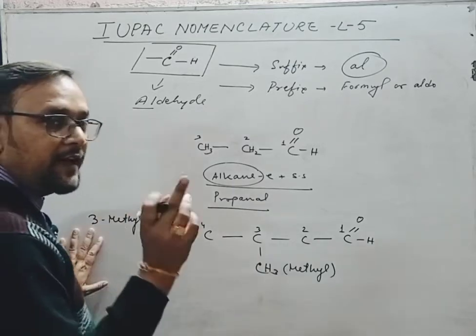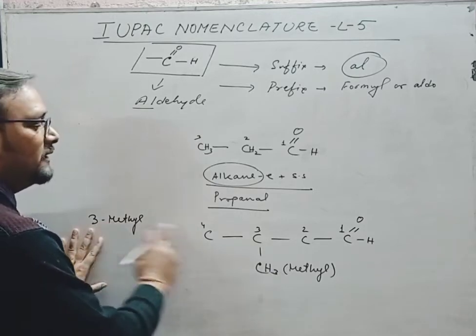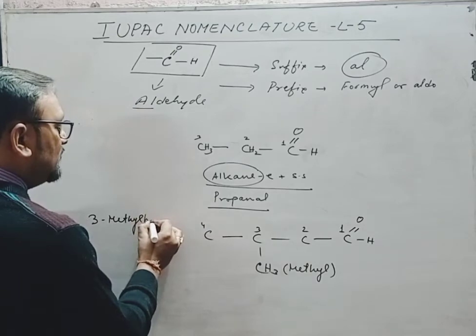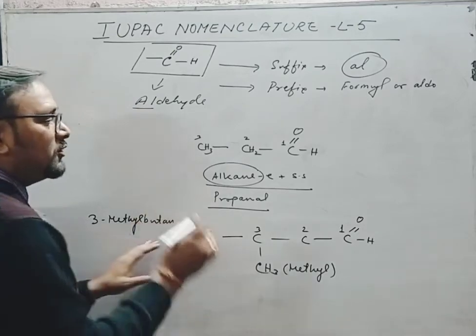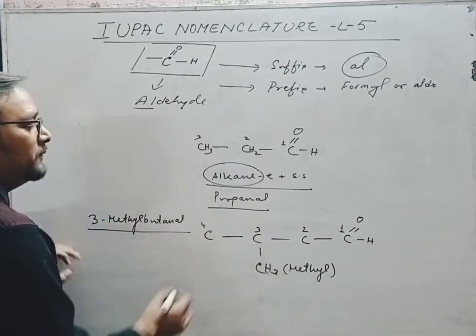Okay, we always give a hyphen between a number and an alphabet. So 3-methyl. Meth, eth, prop, but. So butane. I will drop that E and directly write al: butanal. So this is the name of this compound.